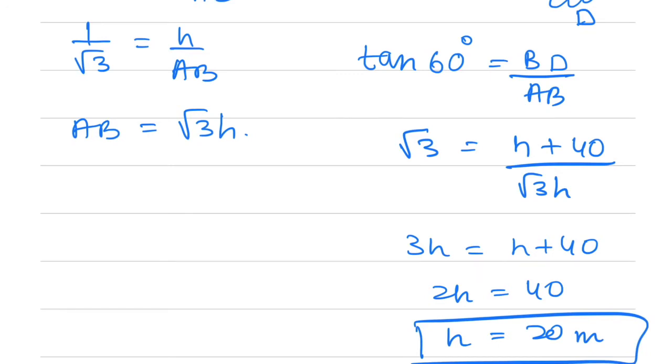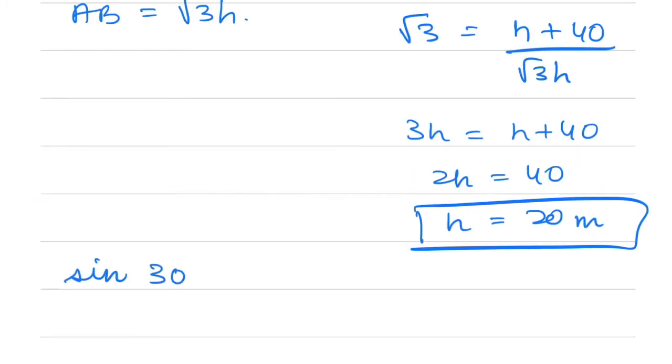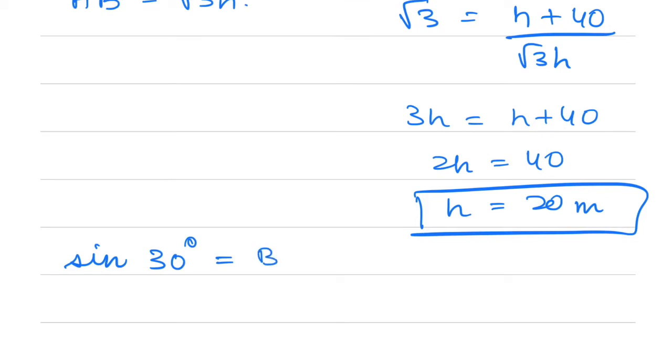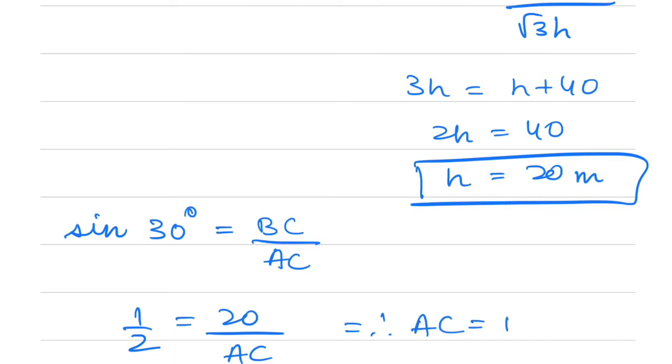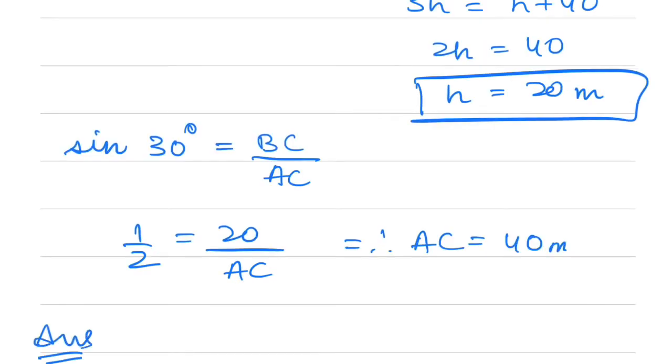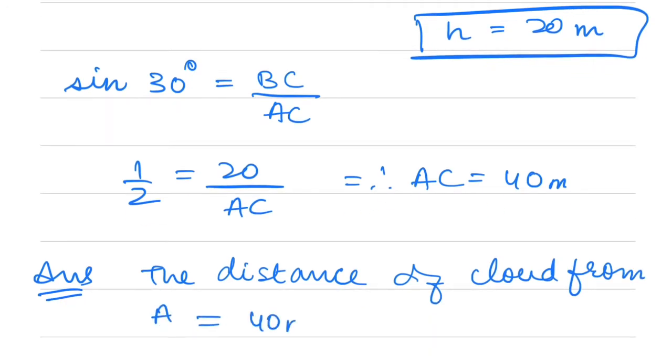Now we have to find AC. So I can say sine 30 degree is equal to BC by AC. So sine 30 degree is half, and BC is equal to height, so that's 20, and AC we have to find out. Therefore AC is equal to 40 meters. So answer: the distance of cloud from A is equal to 40 meter.